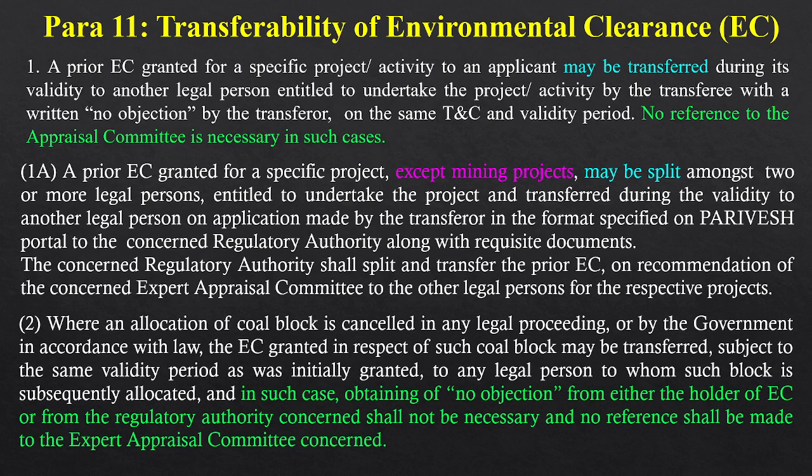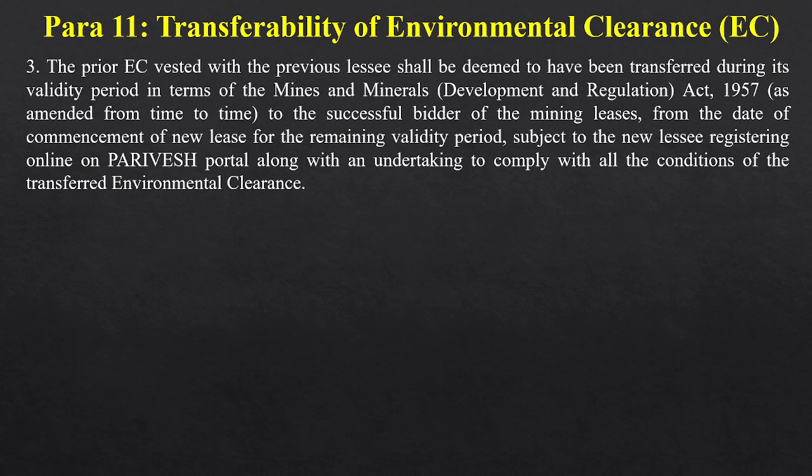Where an allocation of a coal block is cancelled in any legal proceedings or by the government in accordance with law, the EC granted in respect of such coal block may be transferred, subject to the same validity period as was initially granted, to any legal person to whom such block is subsequently allocated. In such cases, obtaining a no objection from either the holder of the EC or from the regulatory authority concerned shall not be necessary, and no reference shall be made to the expert appraisal committee concerned.